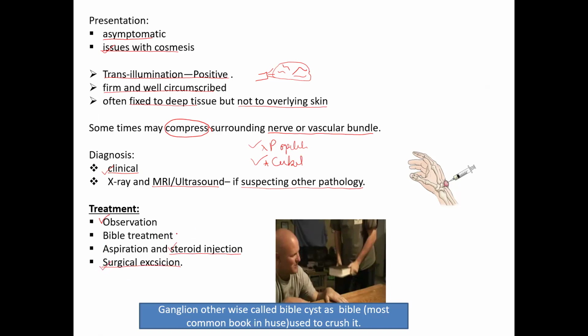There is an old treatment available. It is described in your textbook, but nobody does that. That's called the Bible treatment. What is it? You need to hit the swelling with some hard book. In olden days, the only book available in the house was the Bible. So they used it to burst this ganglion. That's why it got its name as Bible cyst, as the Bible is the most common book available in the house to crush. So this is how you treat a patient who is having a ganglion.